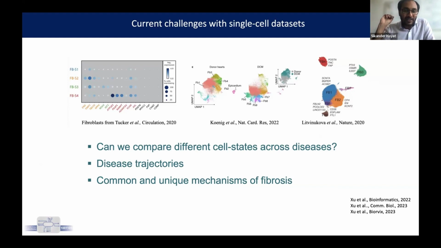The question now is, can we compare different cell states across diseases? Can we identify different disease trajectories? And can we find unique and common mechanisms of the disease that you're interested in? In this case, we were interested in fibrosis. So we developed some tools to annotate and integrate these data sets and come up with unified annotations. Also, I think Professor Winther previously discussed gene signatures. So we learned those gene signatures and also tried to annotate these data sets.